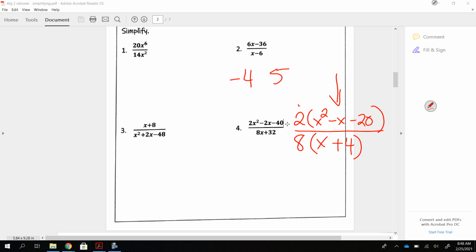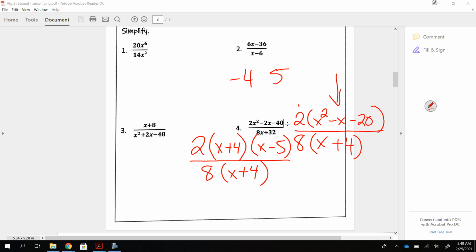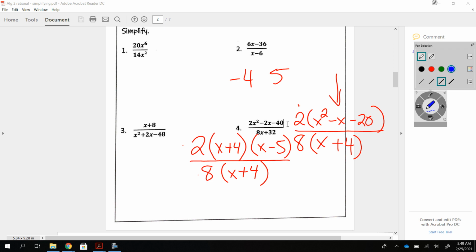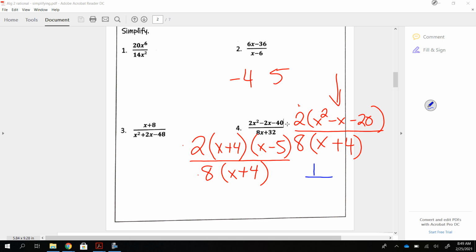All right. Remember, when we write it, though, we have to write it opposite. So let's do it again. 2. And then this time, it's going to be x plus 4 and then x minus 5. And then down below is still 8. All right. And then x plus 4. All right. Now we just need to simplify. We see these two numbers in front. 2 over 8 can simplify to 1 over 4.